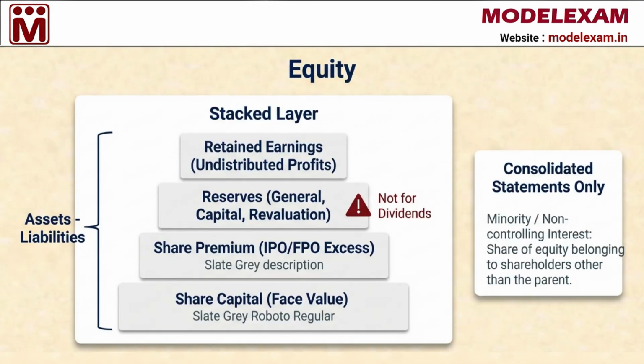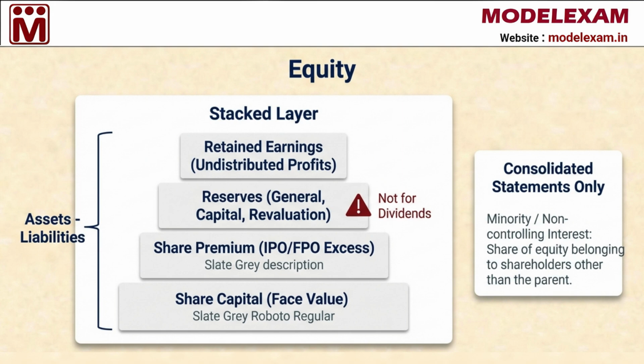Let us switch to the other side of the balance sheet, which is equity. You can think of equity as a stacked layer. At the bottom, you have share capital, which is the face value of shares. Above that is share premium, which is the excess money collected during an IPO or FPO. Then we have reserves like general or capital reserves. Be careful as some reserves are not available for dividends. At the top, we have retained earnings, which are the undistributed profits.